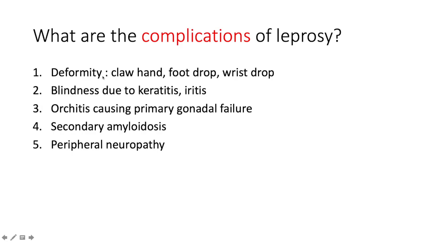Well, it can lead to deformity, right, in the way of claw hand, foot drop, or wrist drop because of involvement of these peripheral nerves. These will eventually give rise to deformities in your limbs, blindness, right, due to keratitis and iritis, orchitis causing primary gonadal failure. You can have secondary amyloidosis and, of course, peripheral neuropathy.